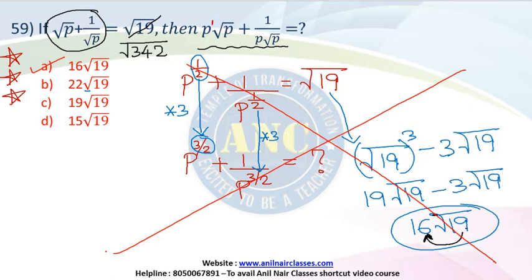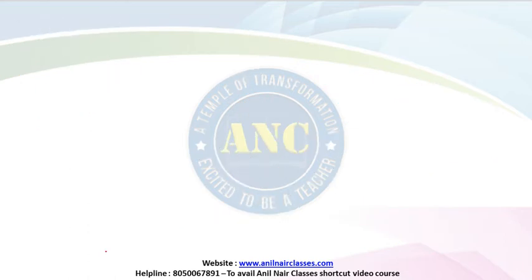Okay, the question condition is p root p into 1 by p root 3. This is nothing but subtraction of 3. It is 19 minus 3, 16 root 19. Where is the option? Option A. Mark it. Over. That is how fast you should be. And trust me, that will come by practice.